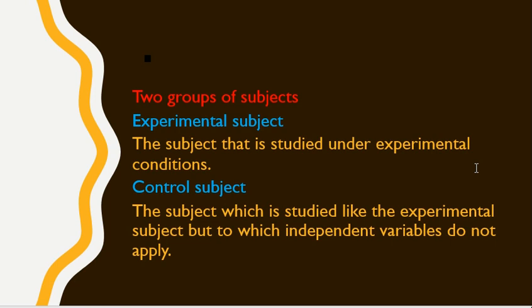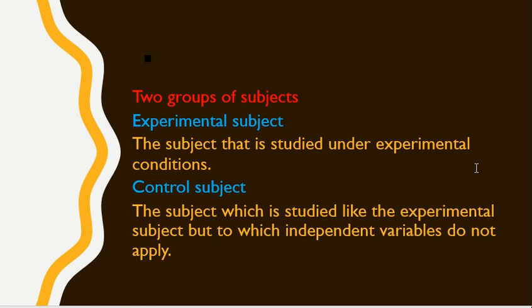Let me give you an example. Let's begin with the hypothesis: a break in learning improves performance. This is my hypothesis. In this hypothesis, the break is the independent variable. This is the cause, while better performance is the dependent variable, the effect. Now, we will form control and experimental subjects to analyze the effects of the independent and dependent variables.